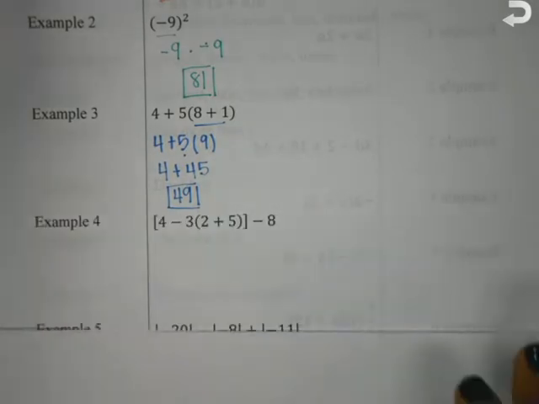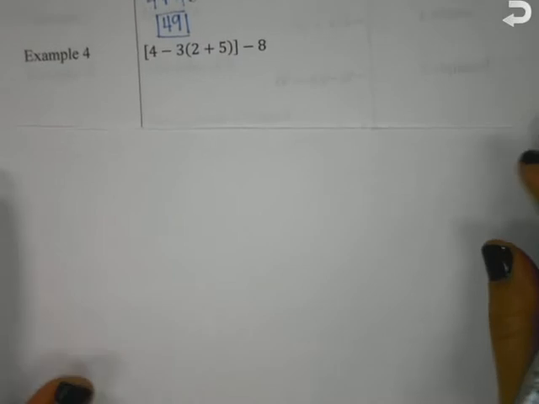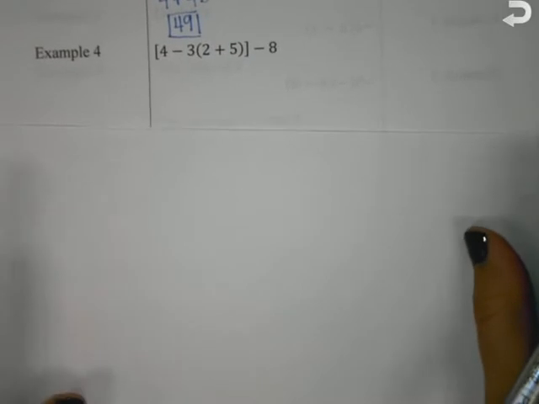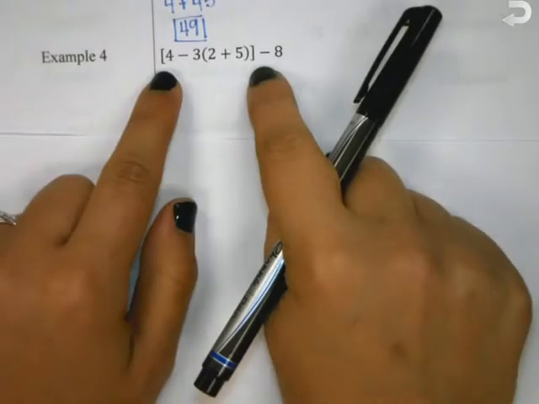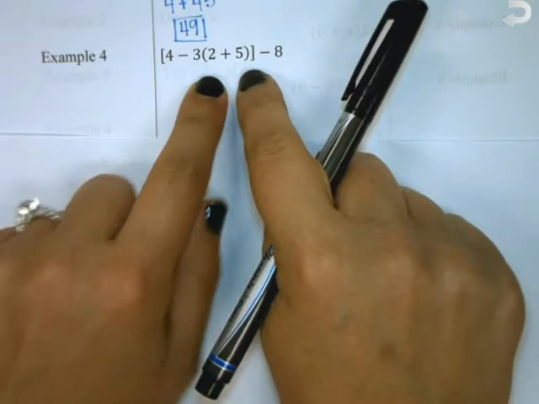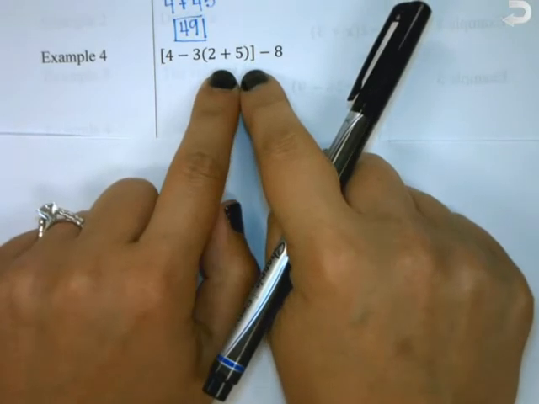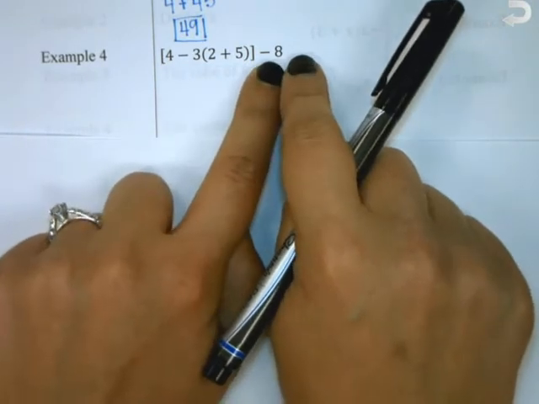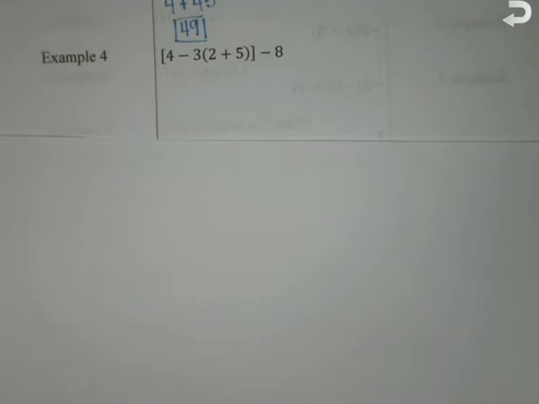So we have in brackets 4 minus 3 times, in parentheses, 2 plus 5. All of that minus 8. So I actually see 2 sets of parentheses here. Does anybody remember from last year what you do with 2 sets of parentheses? You do the one with parentheses first, and then you do the one that is outside later. Very good.